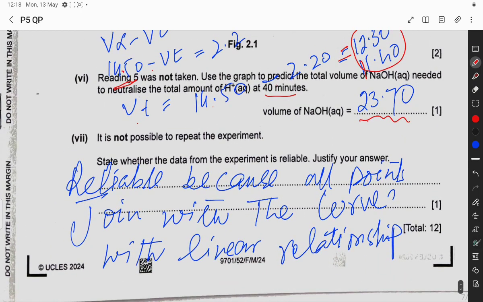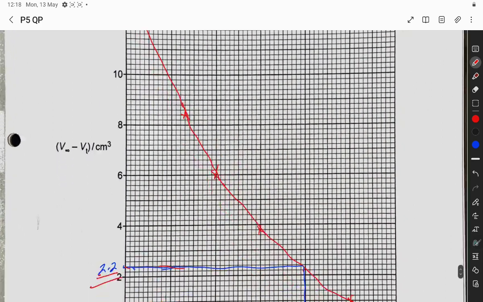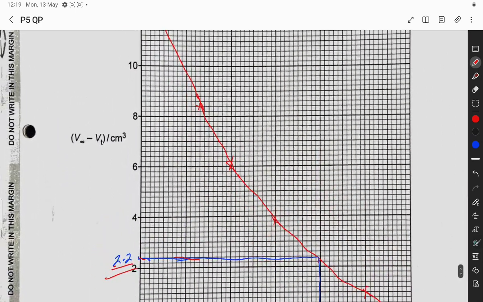It is not possible to repeat the experiment. State whether the data from the experiment is reliable. Justify your answer. Reliable because all points join with the curve with a linear relationship. So this is with a linear relationship, it is joined with the curve.